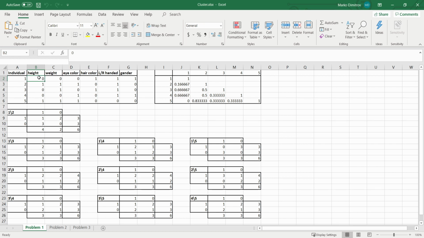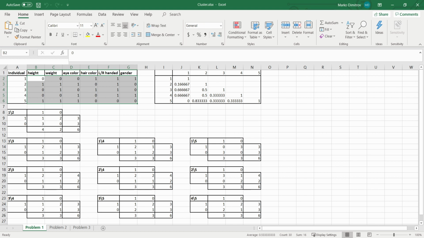So individual 1, their height is less than 72, their weight is less than 150, eye color is green, so it is not brown, so we put 0. Hair color, it's blonde, so for blonde we give 1. Are they left or right-handed? So right, 1. Gender, female, 1. And that way, from the table that we have, we can create this kind of table, using the binary variables.